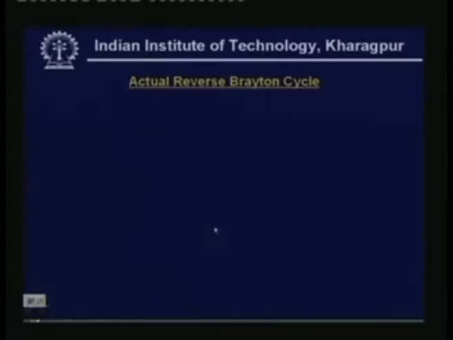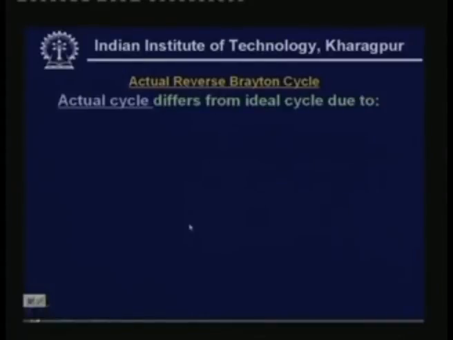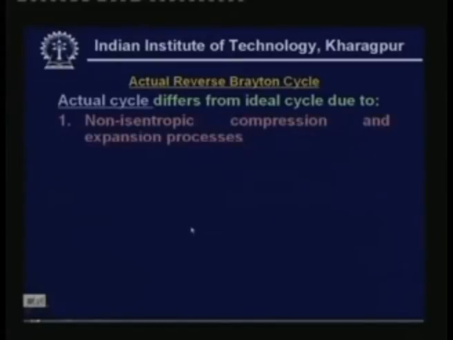Now let us look at the actual reverse Brayton cycle. Whatever we have been discussing so far is an ideal cycle. The actual cycle differs from the ideal cycle due to two reasons. The first reason is the non-isentropic compression and expansion processes. That means basically the processes 1 to 2 and 3 to 4 could be adiabatic, but they will definitely be irreversible. There will be some irreversibility, maybe due to fluid friction. So the process becomes non-isentropic.